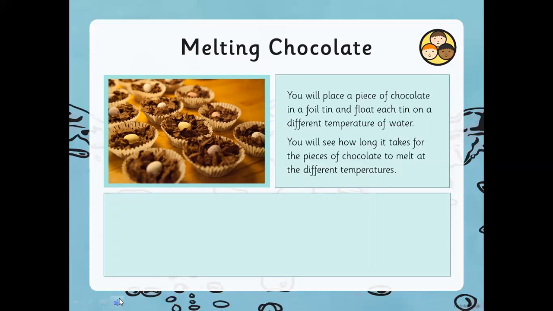So if you haven't got chocolate, you can do this with an ice cube. So put an ice cube in a little tin, or a little bit of foil. Make a little cup out of tin foil, and put the ice cube in on top of cold water, on top of hot tap water, and on top of boiling kettle water, and see how long it takes for the ice cube or the chocolate to melt at those different temperatures.